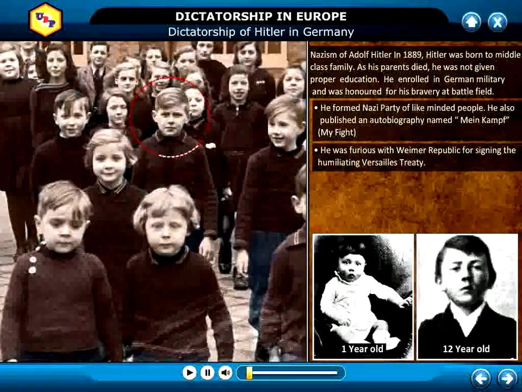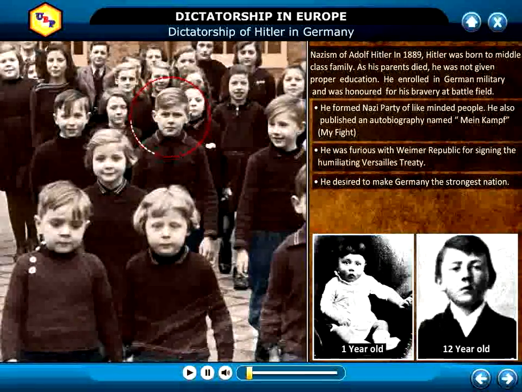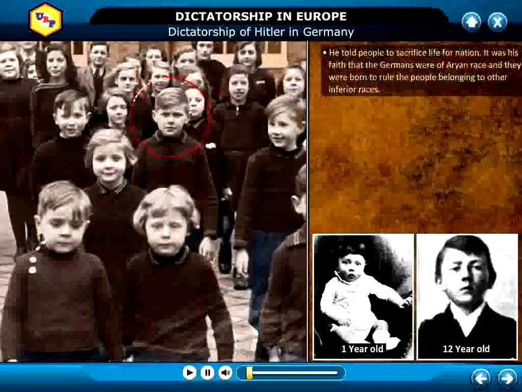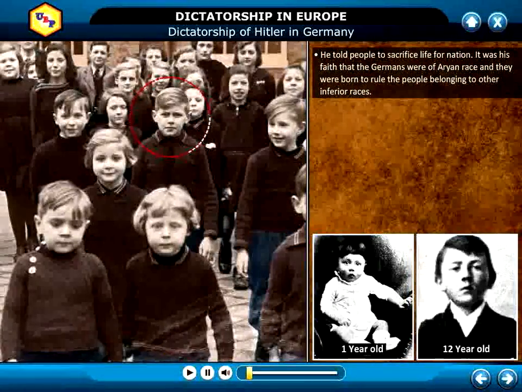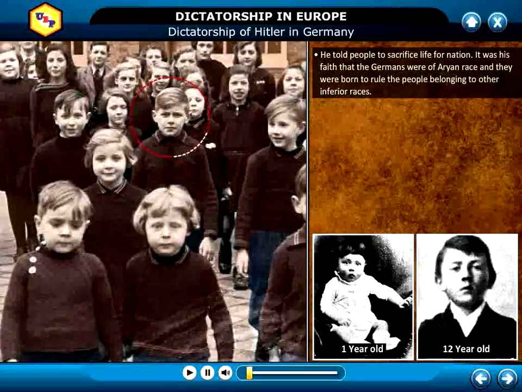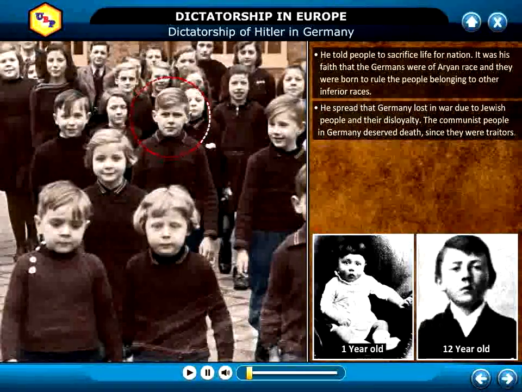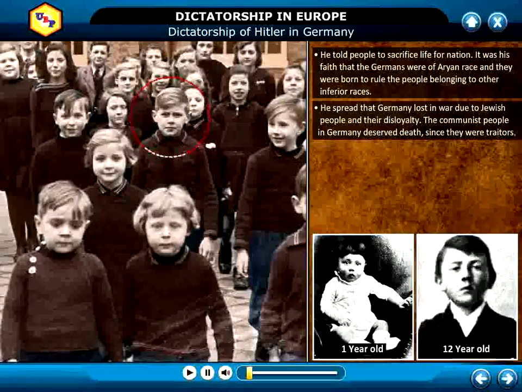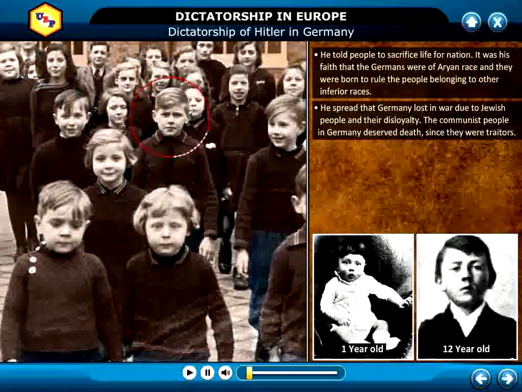He was furious with the Weimar Republic for signing the humiliating Versailles Treaty. He desired to make Germany the strongest nation. He told people to sacrifice their lives for the nation. It was his faith that the Germans were an Aryan race, and they were born to rule the people belonging to other inferior races. He spread the claim that Germany lost the war due to Jewish people and their disloyalty. The communist people in Germany deserved death, since they were traitors.